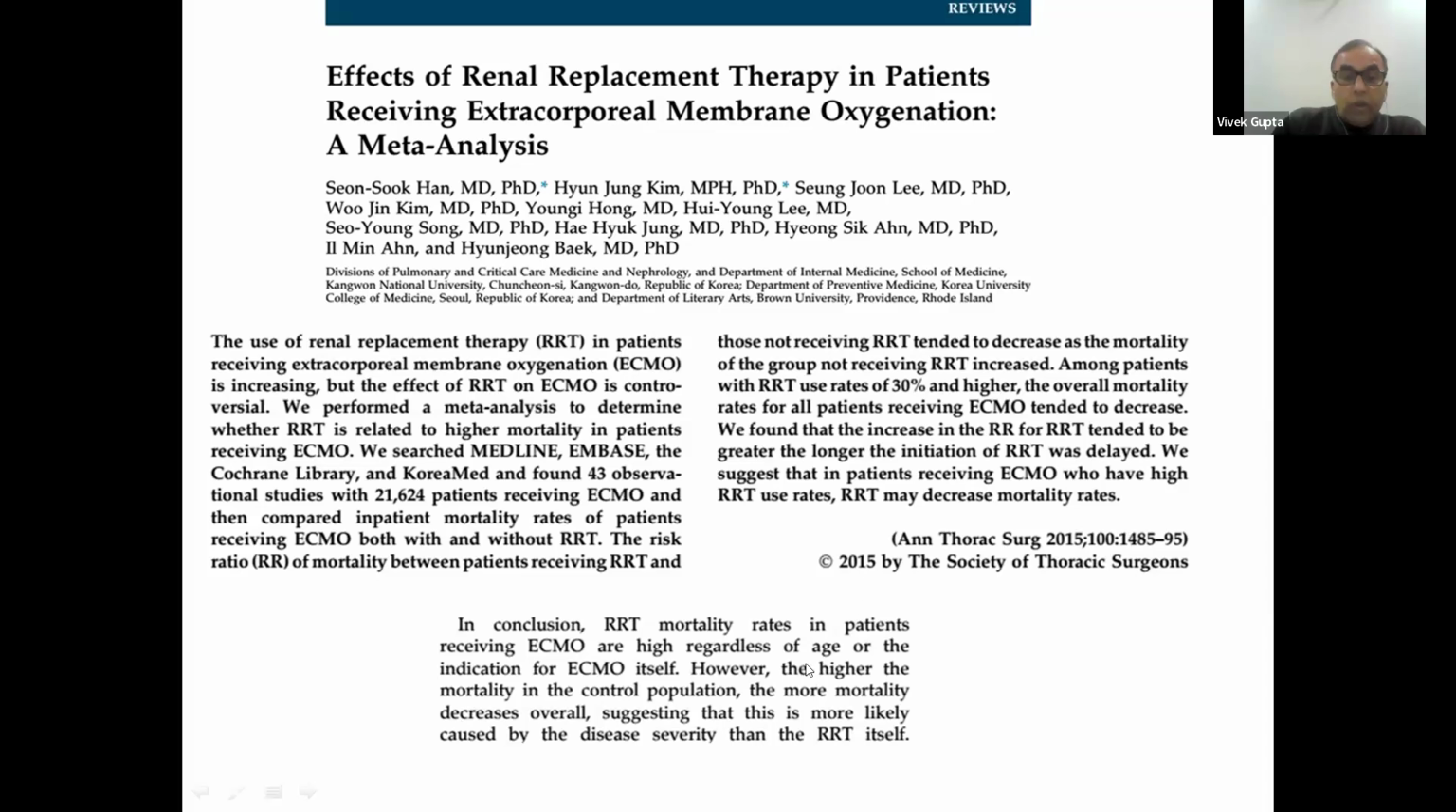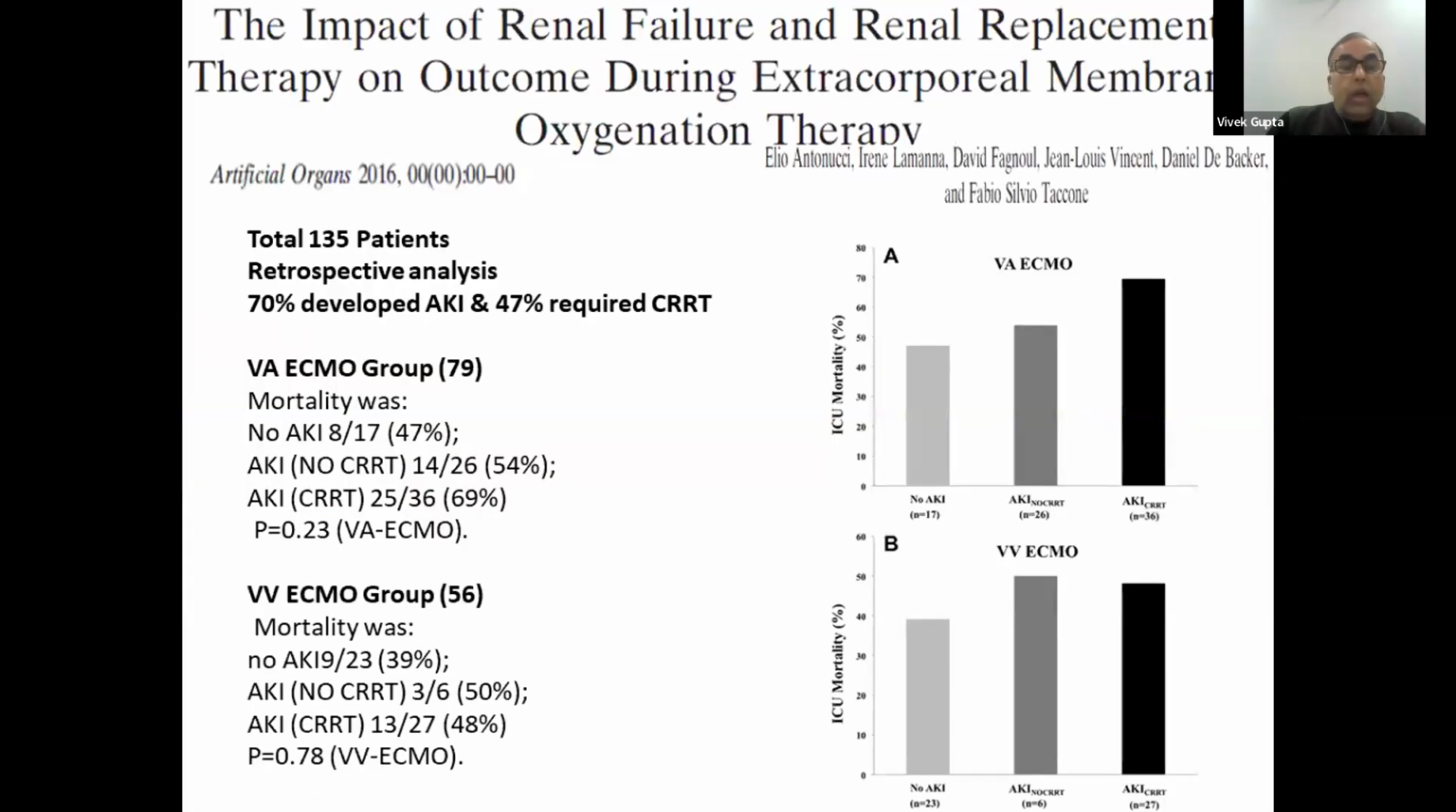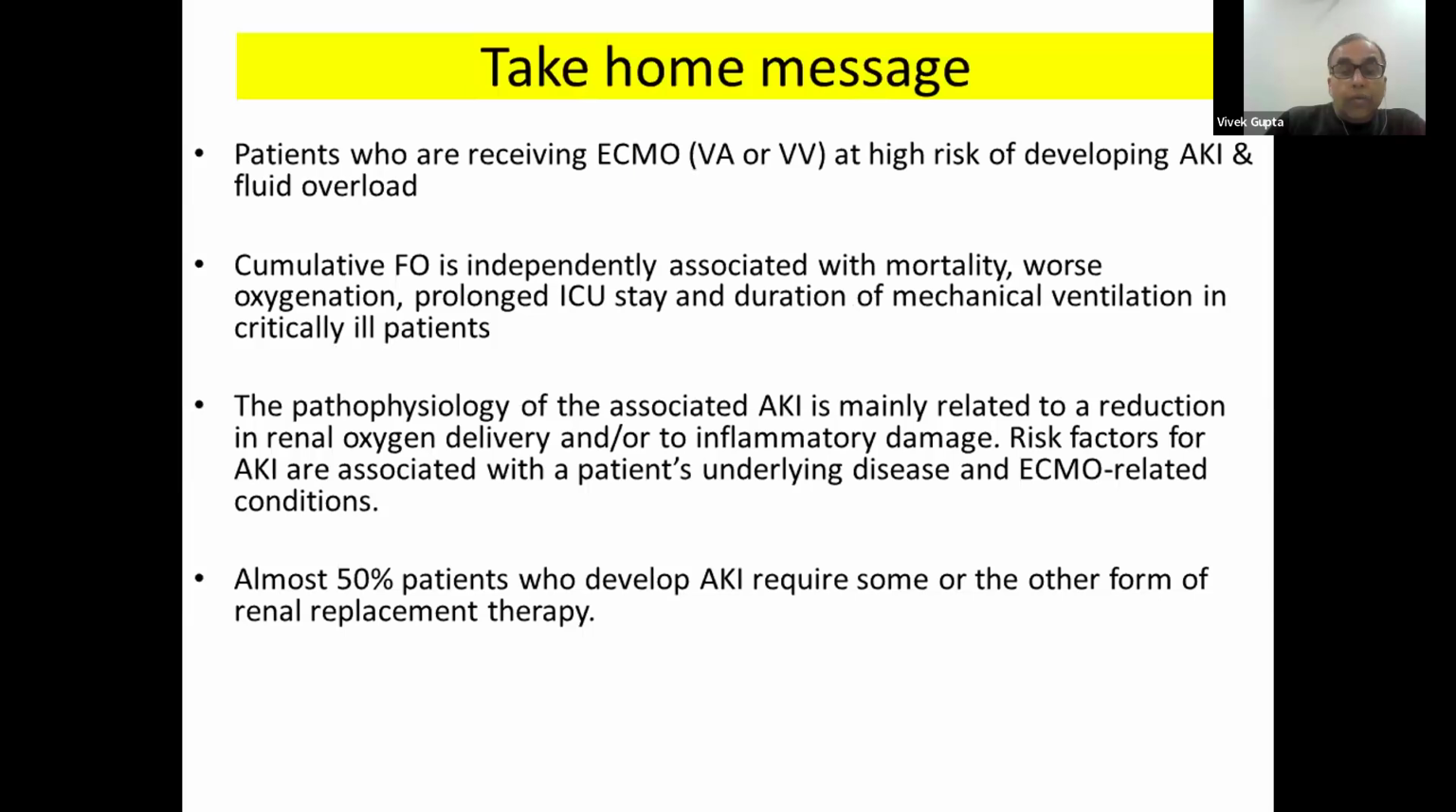2015. They concluded the RRT mortality rates in patients receiving ECMO are high regardless of the age or indication for ECMO itself. However, the higher the mortality in the control population, the more mortality decreases overall, suggesting that this is more likely caused by the disease severity. The number was very small, but this shows that probably early CRRT may reduce the chances of death during the ECMO run.